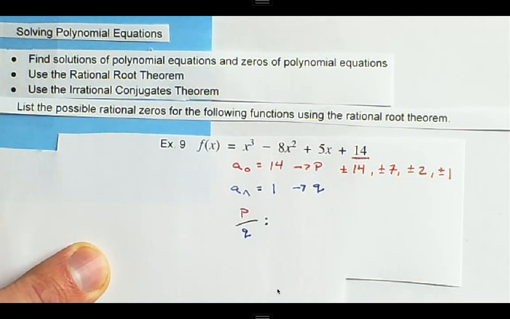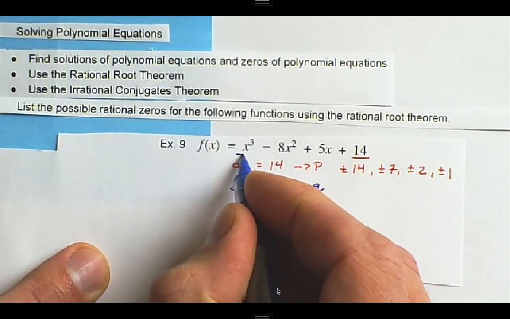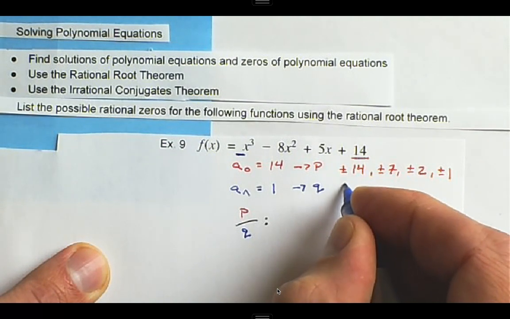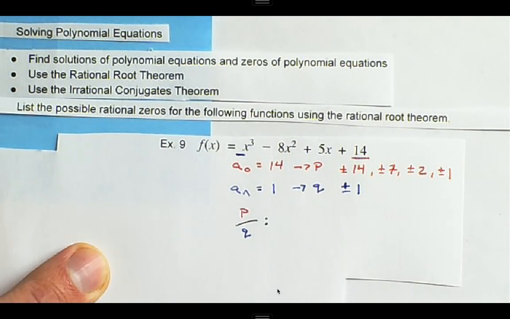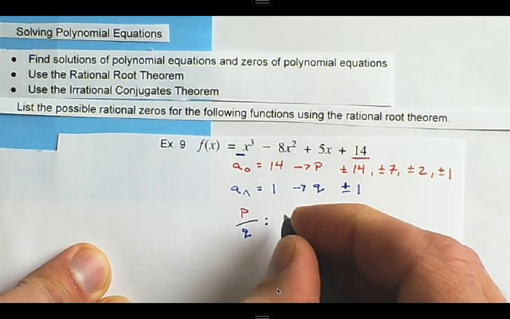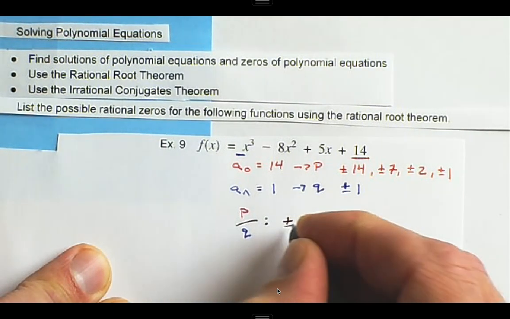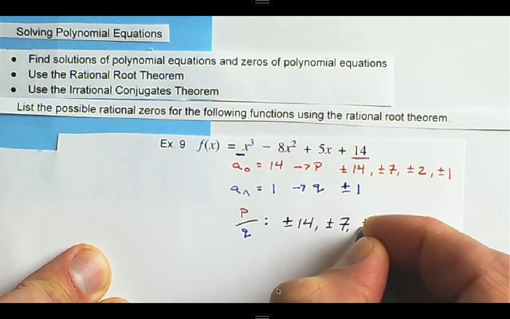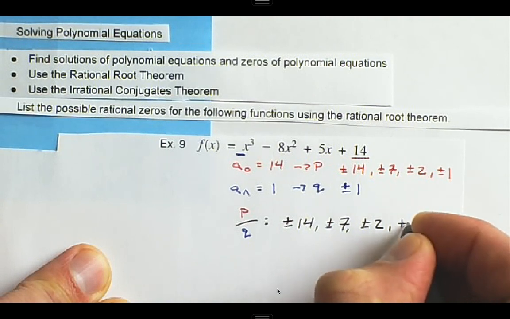And then our Q value is the lead coefficient. In this case, our lead coefficient is 1. So all the values are plus or minus 1. And so our possible solutions for this are P divided by Q, which ends up just being all the factors of our P value, because dividing by 1 won't change that. So plus or minus 14, plus or minus 7, plus or minus 2, and plus or minus 1.